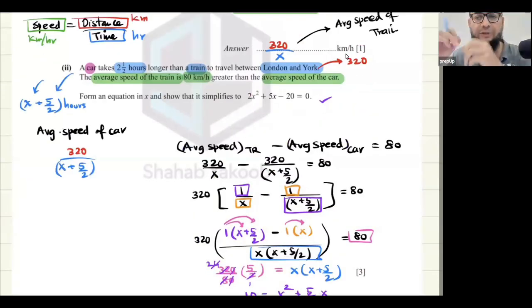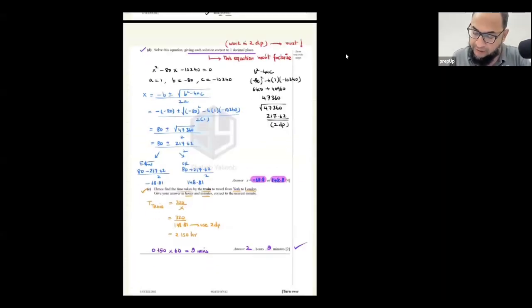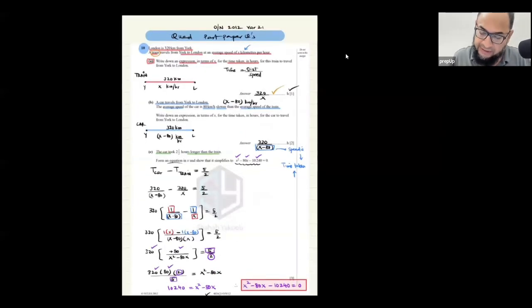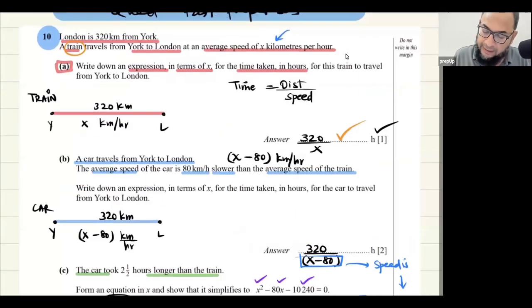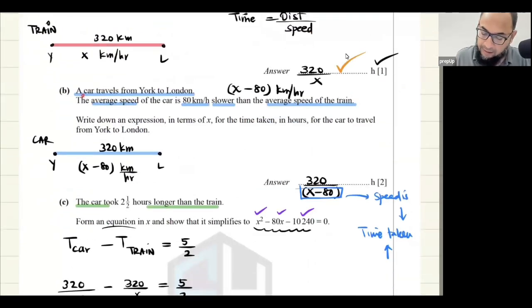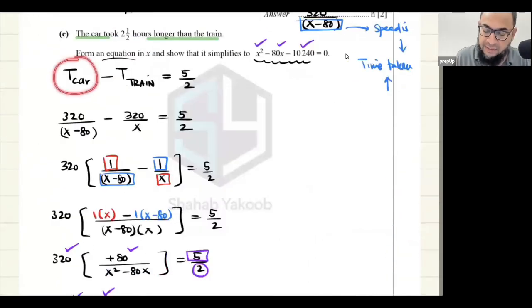The examiner gives this so that you can double check your working. And be very, very careful whether it's talking about speed or distance or time. Now just look at this question, and let me go back and show you the last question that we did. London is 320 kilometers from York. A train travels at an average speed of x kilometers per hour. And then there is a car, and this was the working. The time difference is 5 over 2. And this was the equation that we got.